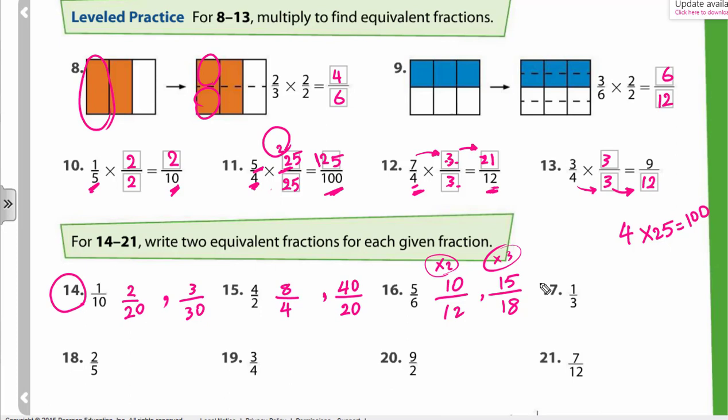Yes, Abdulaziz. Okay, Abdulaziz, solve the next one, 17. I solved it. Okay, give me the answer. Three over 9 equals 4 over 12. Excellent. I like your answer, Abdulaziz. And of course, my heroes, you may write any other answer also.